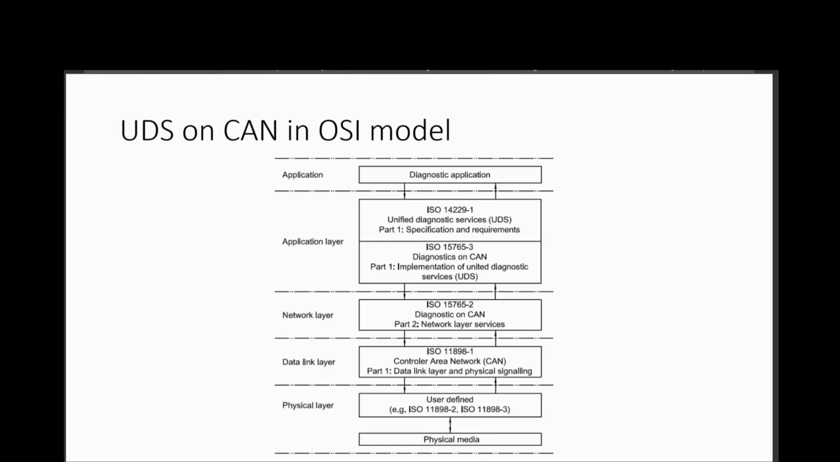Next, UDS and CAN and the OSI model. As you know, there is an OSI model, so we can compare with this model how UDS works. As you know, the CAN protocol works in the physical layer and data link layer, the below two layers. And UDS works mostly in the application layer.